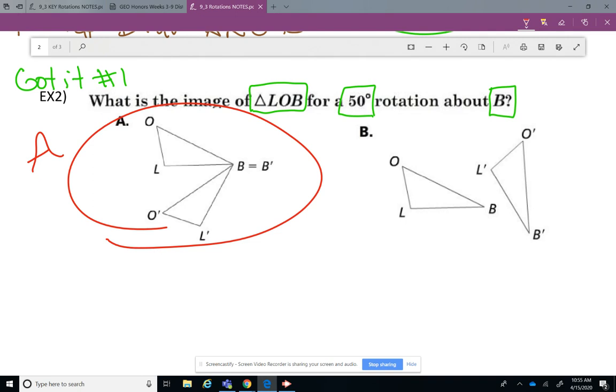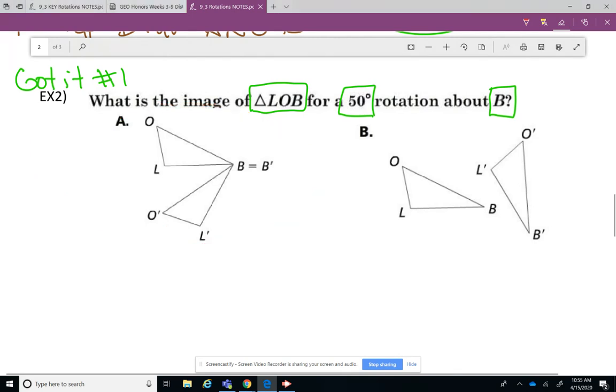But if you look over here and you're saying, okay, I want to rotate about B. If I'm rotating about B, B prime cannot be off B. B prime and B have to become as one. If you are rotating about a point that is on the figure, then that point will be the new B prime. All right, so that was your got it problem.